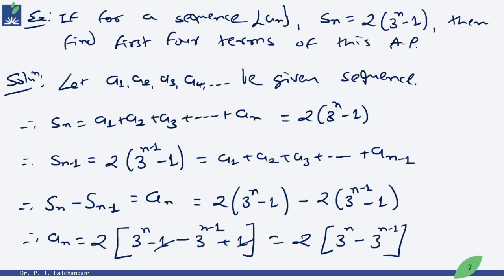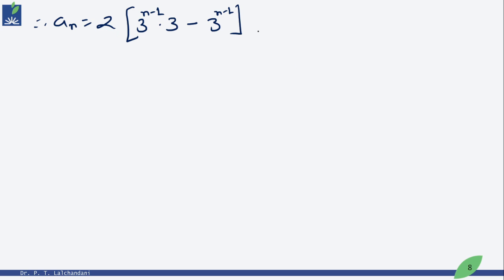See here, we are having 3 raised to n, right? So this 3 raised to n can be written as 3 raised to n minus 1 into 3, and this 3 raised to n minus 1 as it is, right? Why have we done this? Because now in these two terms, you can take 3 raised to n minus 1 common out. So into 3 raised to n minus 1, what is remaining? Here remaining is 3 only, minus sign is this, and here the whole term is taken outside common, so only 1 is there, right? So simplifying this, we are having an is equal to this one.